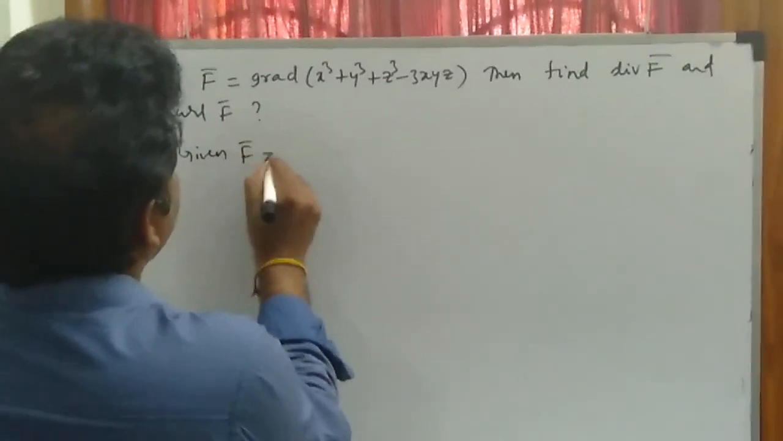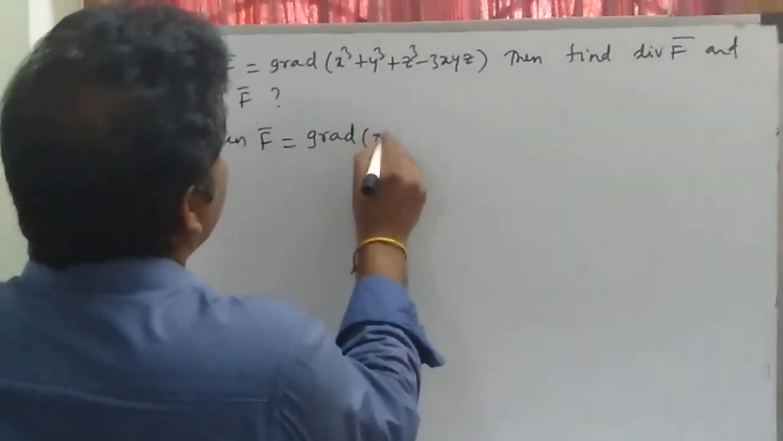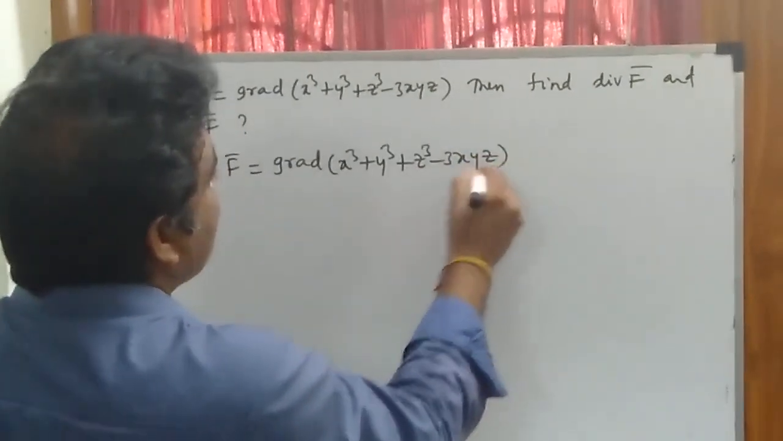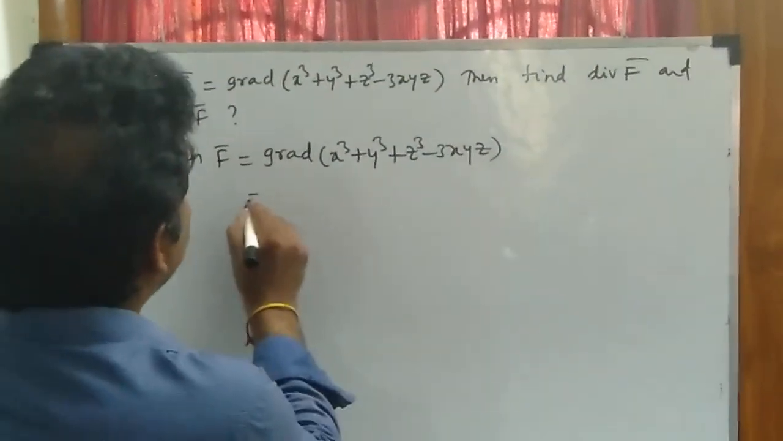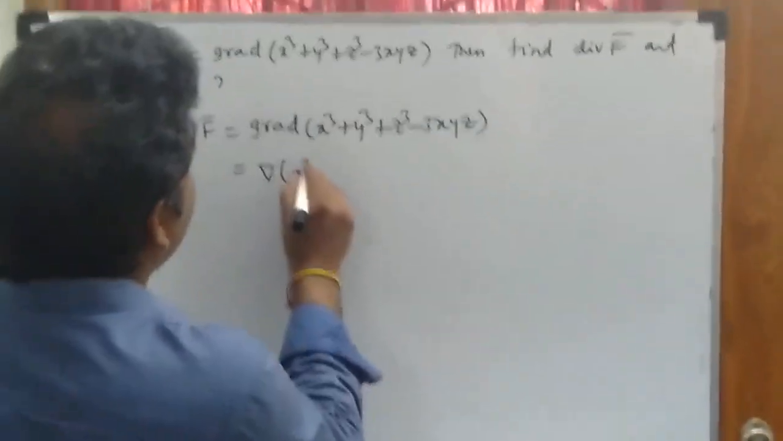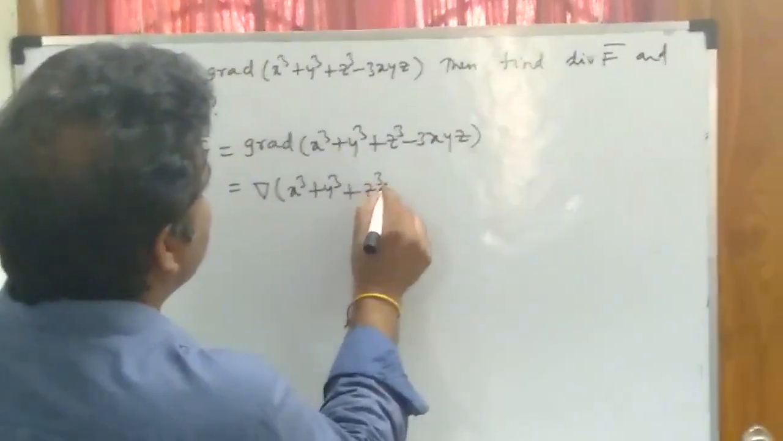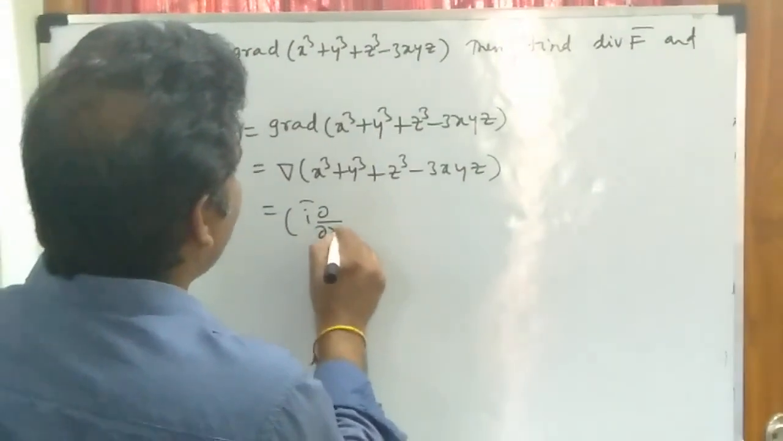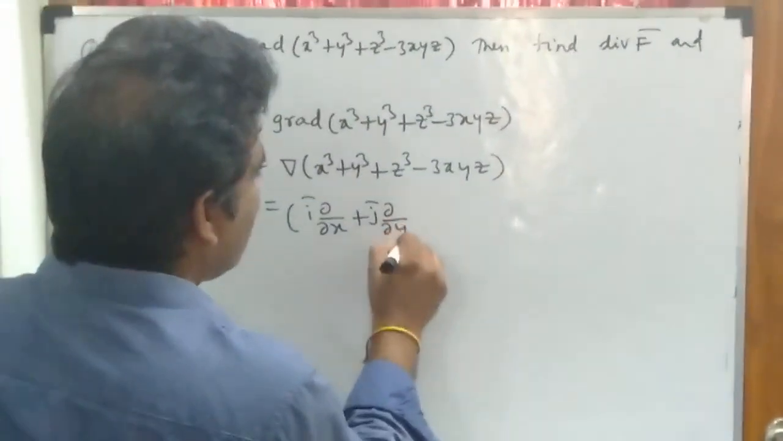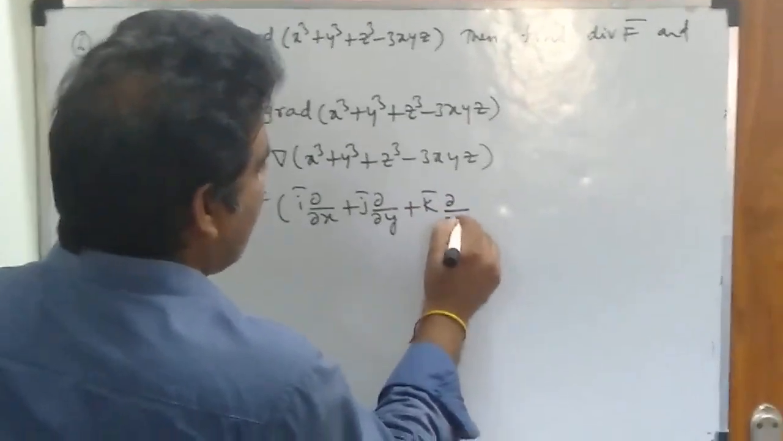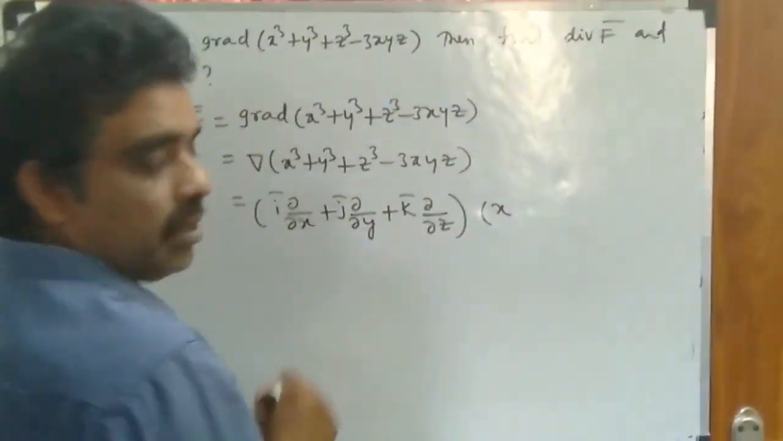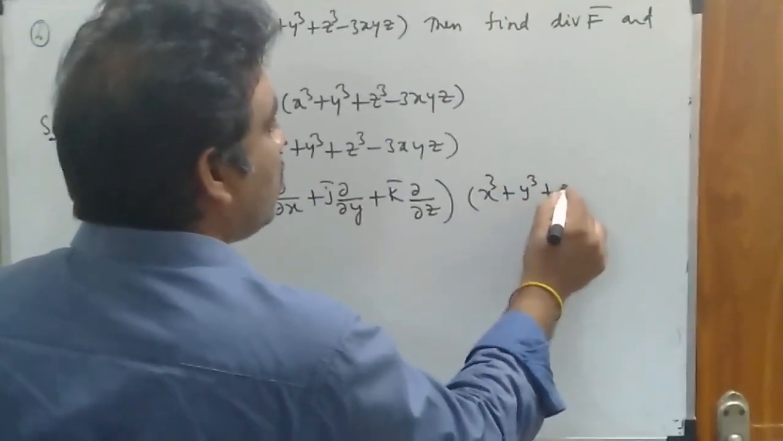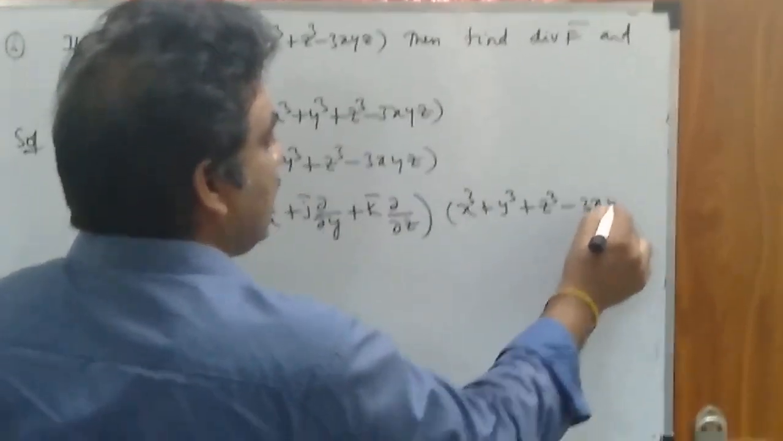Given f bar is grad of x cube plus y cube plus z cube minus 3xyz. It is I bar dou by dou x plus j bar dou by dou y plus k bar dou by dou z of the function x cube plus y cube plus z cube minus 3xyz.